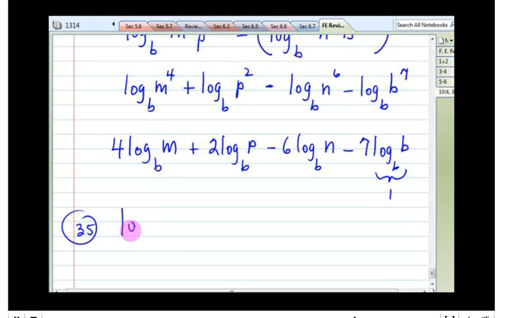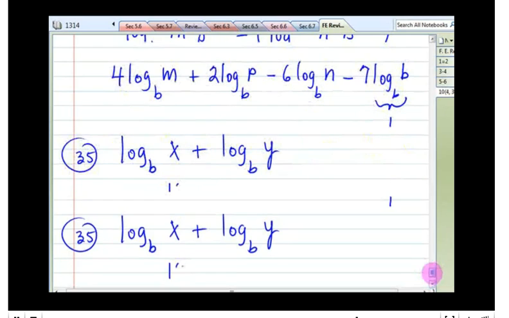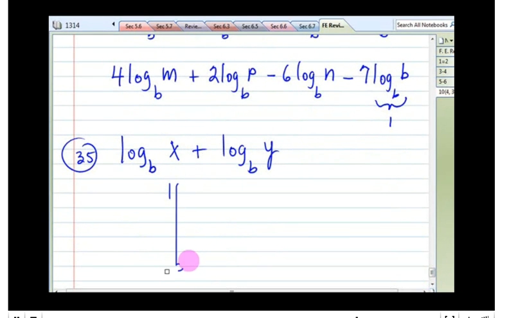So we have log b of x plus log b of y. If it's adding, how does that condense? Product. So all you have to write is log base b of xy, and that's the answer.